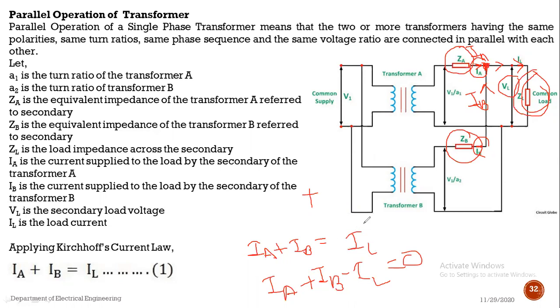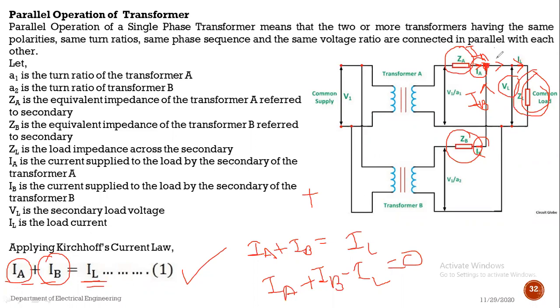So the statement: sum of all the current meeting at a junction point is equal to 0, or the incoming current is equal to outgoing current. Incoming current towards the node is equal to outgoing current from the node. According to this equation we get IA plus IB is nothing but load current IL. So transformer A ने supply केला current plus transformer B ने supply केला current, it is nothing but load current. That means load शेअर झाला दोन्ही ट्रान्सफॉर्मर वरती.